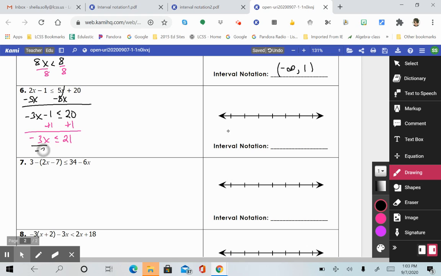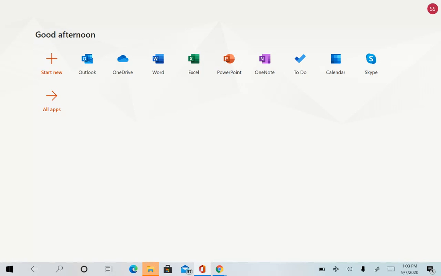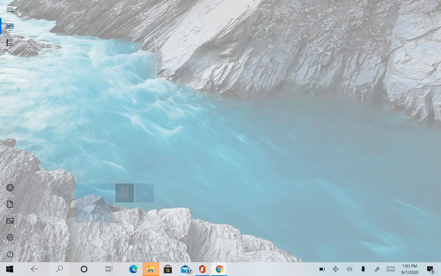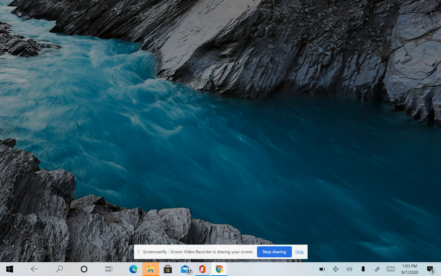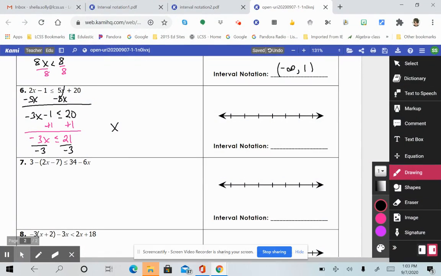Divide both sides by negative 3. Notice that you're dividing by a negative number, which means your inequality goes from being less than or equal to, sorry kiddos, instead of being less than or equal to, it's going to be greater than or equal to. 21 divided by negative 3 is negative 7.